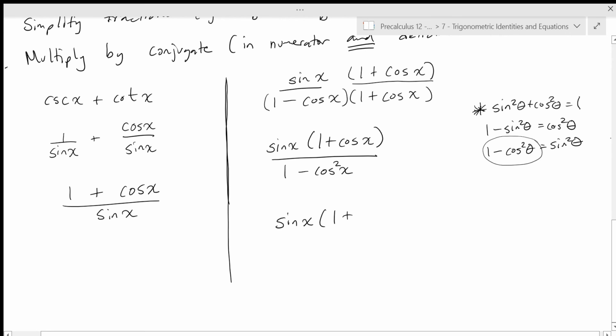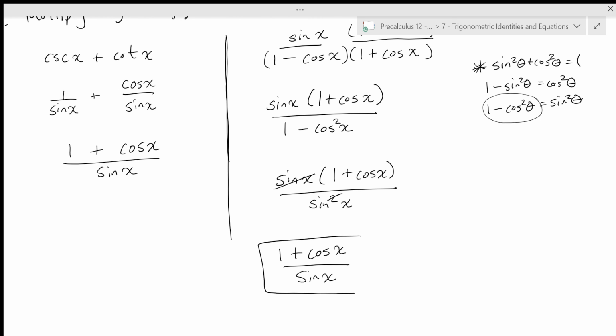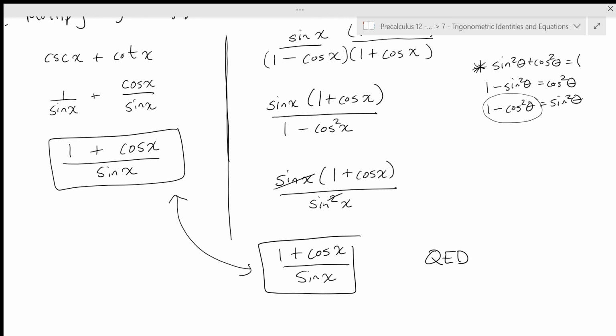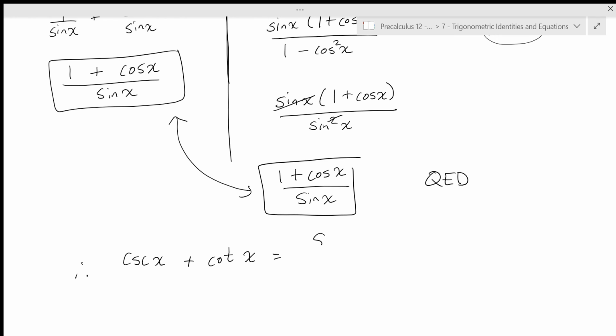I have sine x times 1 plus cosine x all over sine squared x. And now I can cancel one of my sines, and that gets me to 1 plus cosine x over sine x. And I can see here that this and this are the same. And because these are identical, we know that the identity is verified. Okay, so what have we shown? We have shown that cosecant x plus cotangent x is the same as sine x over 1 minus cosine x.